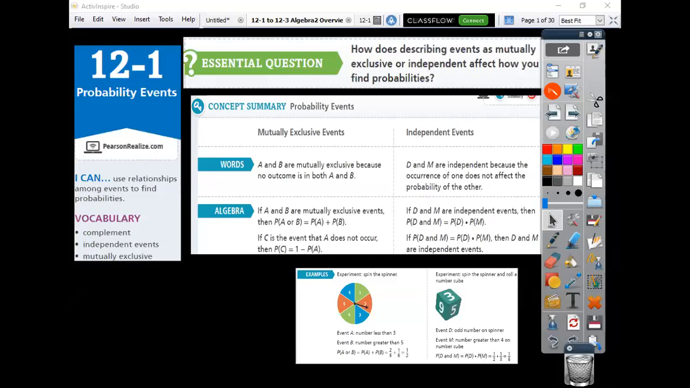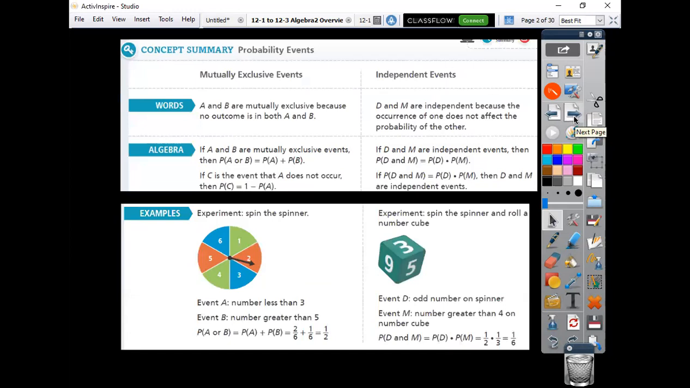All right, so we're going to try to do a quick little overview of probability here to either refresh or to teach you a few key concepts for probability. On this first one, we have just the general terms here. I can use relationships among events to find probabilities, and there's a complement, independent events, and mutually exclusive events. So here you have some general information.